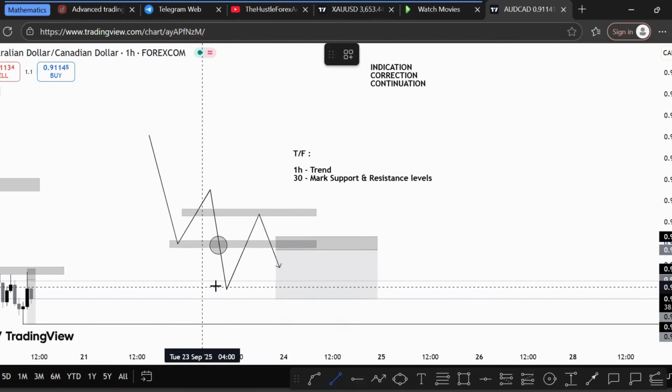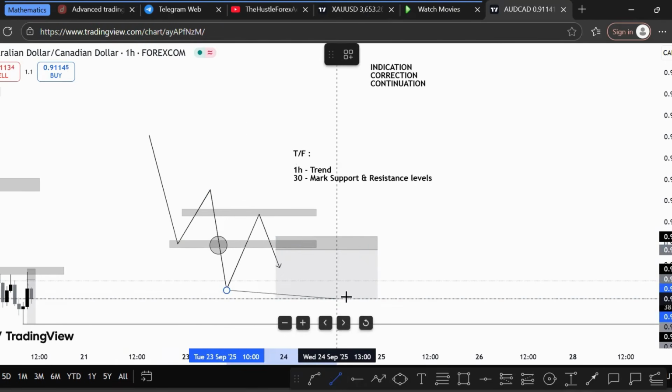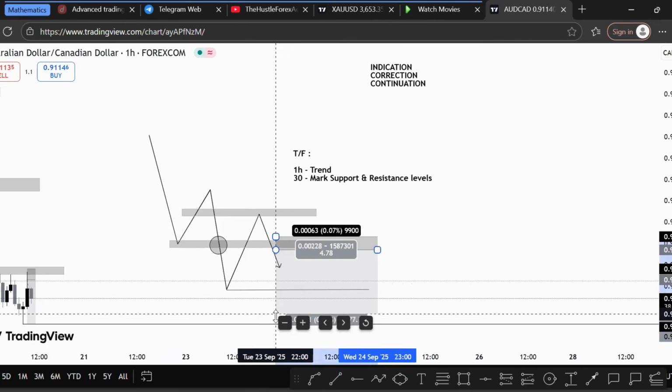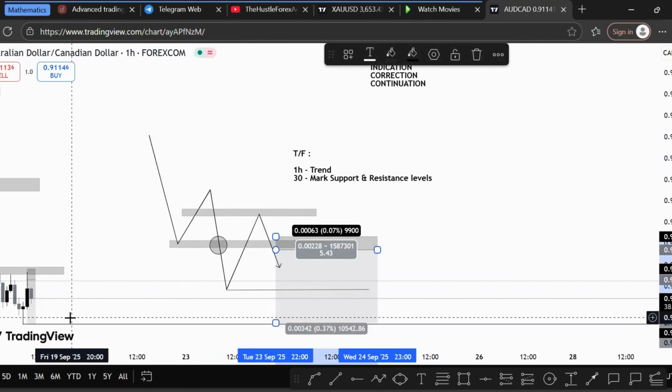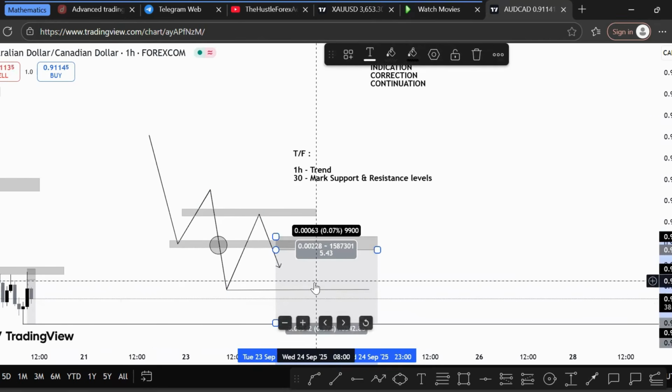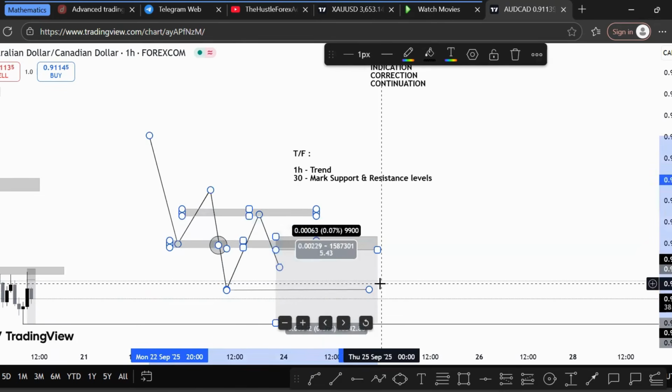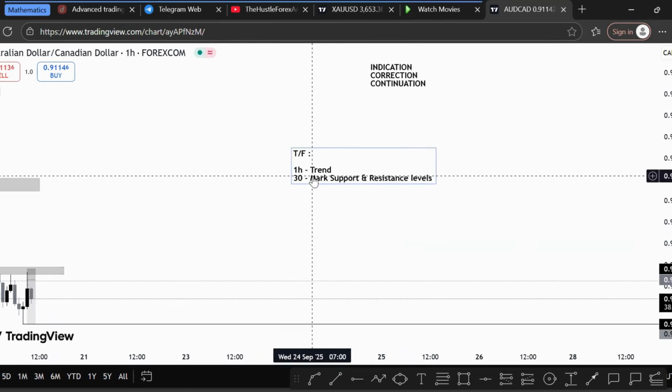And probably a second entry might even come from here, aiming at the next swing point where the trend was bullish, right? So yeah, that's pretty much most of the things. But we're going to get right into it, right?